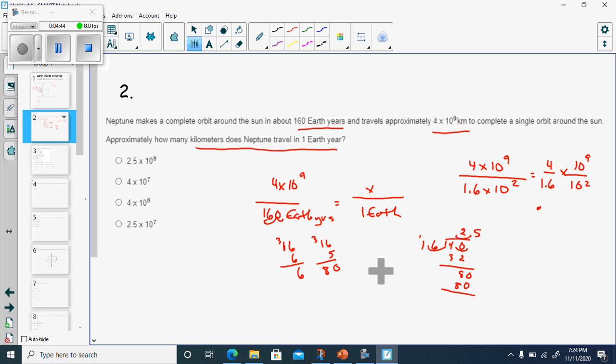So we're going to substitute 2.5 here times 10 to the, whenever you're dividing and you have the same base, you subtract your exponents. 9 minus 2 is 7. 2.5 times 10 to the 7. Okay.